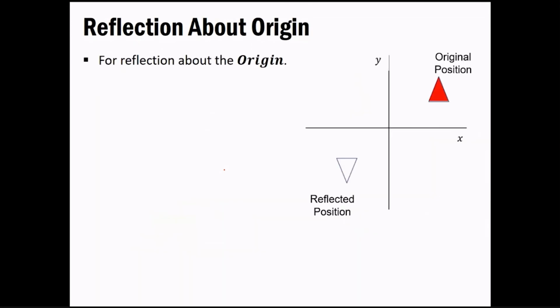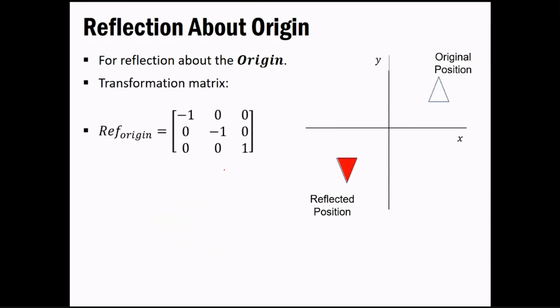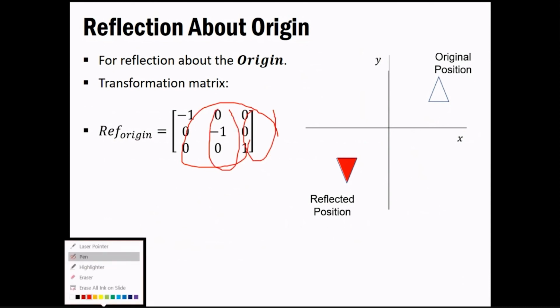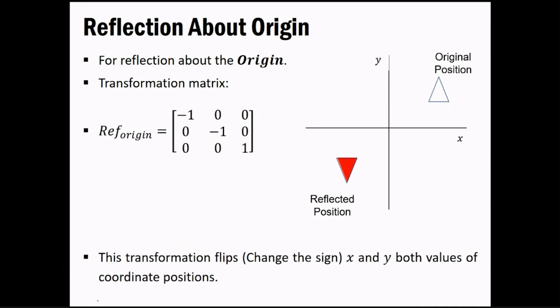And the reflection about the origin. For reflection about the origin, the transformation matrix given over here is minus 1, 0, 0, 0, minus 1, 0, and 0, 0, 1. You try to put it in your example, and what it says is that this transformation flips both x and y values of the coordinate positions. Whatever positions you have, the sign will be changed in this case, because you are completely flipping it about the origin.